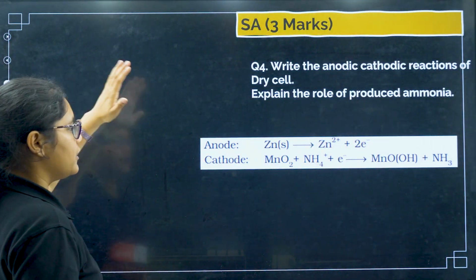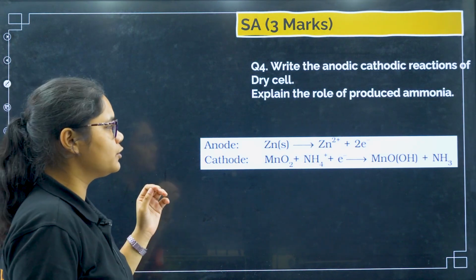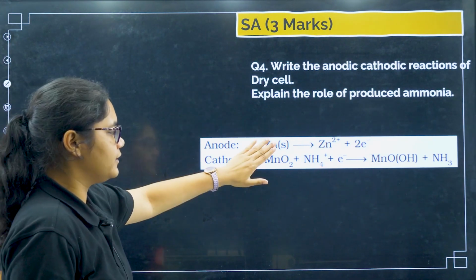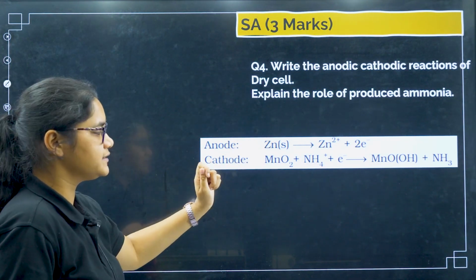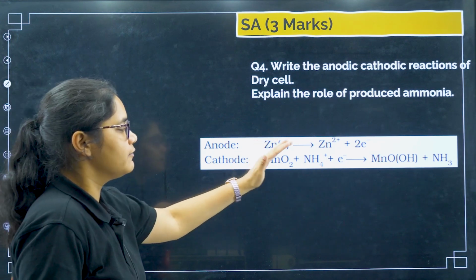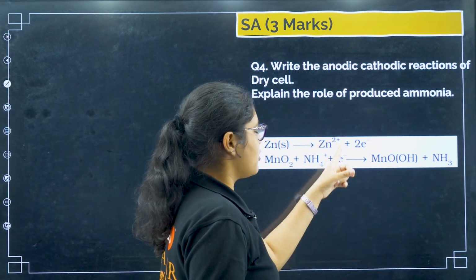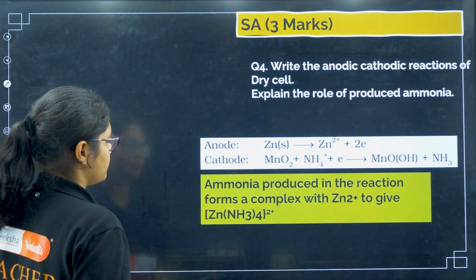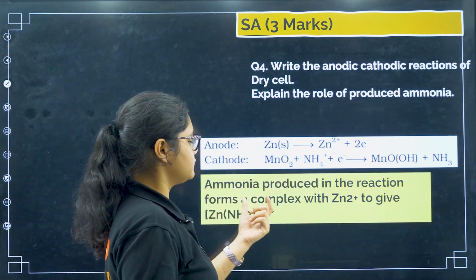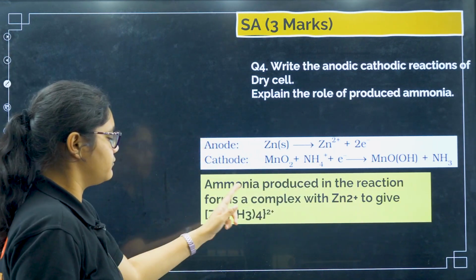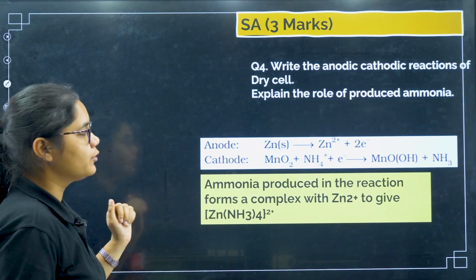Next we have the dry cell. So the dry cell is about the reactions at anode and cathode. Zinc is the anode here, MnO2 is the cathode, with ammonia. So what is the role of the produced ammonia? It forms a complex with this Zn2+. Okay, ammonia produced in the reaction forms a complex with Zn2+ to give you Zn(NH3)4 2+.